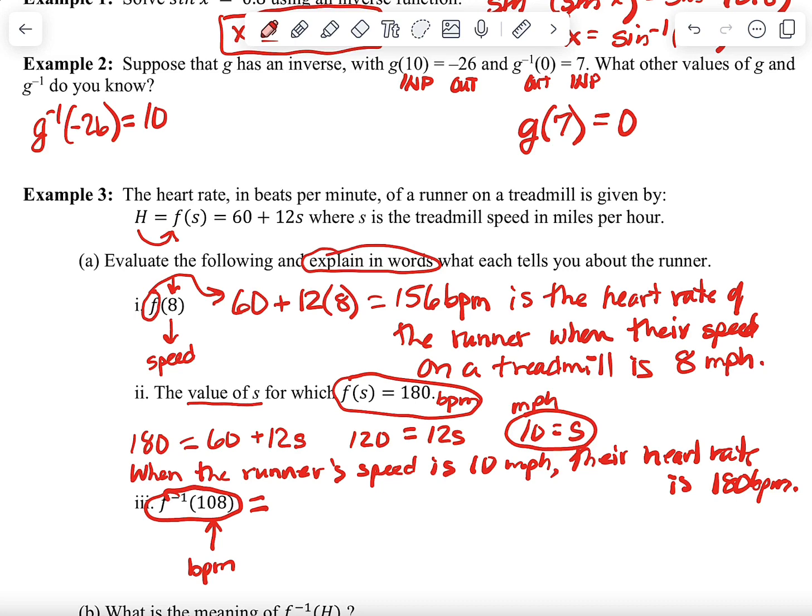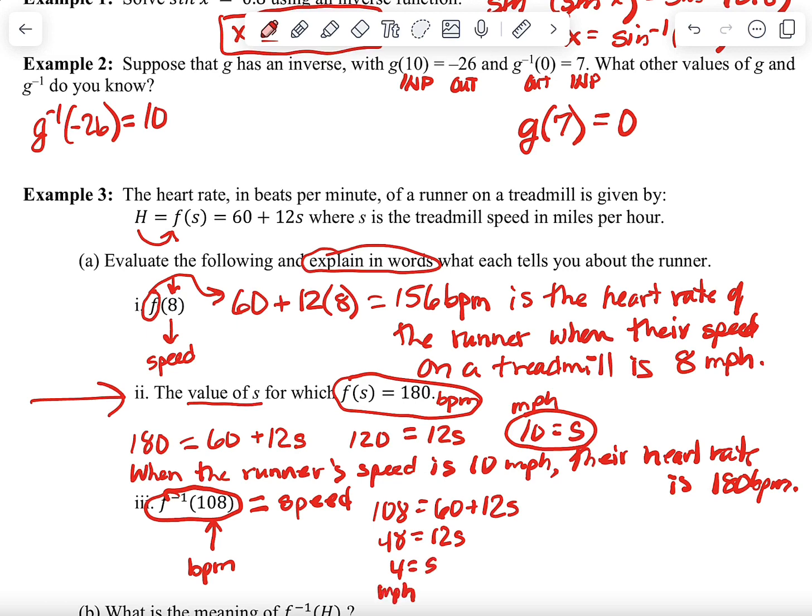So once again, we have to write a little equation. But what I like to do is make it really clear at the beginning that what I'm being asked to find is the speed when the heart rate is 108 beats per minute. And to do that, I have to do similar to what I just did in step two there. Same thing that I do right here. I'm going to let 108 equals 60 plus 12s, because I'm solving for speed. If I subtract 60 from both sides, I get 48 equals 12s. Divide by 12 on both sides, I get speed equals 4. And that would be miles per hour.